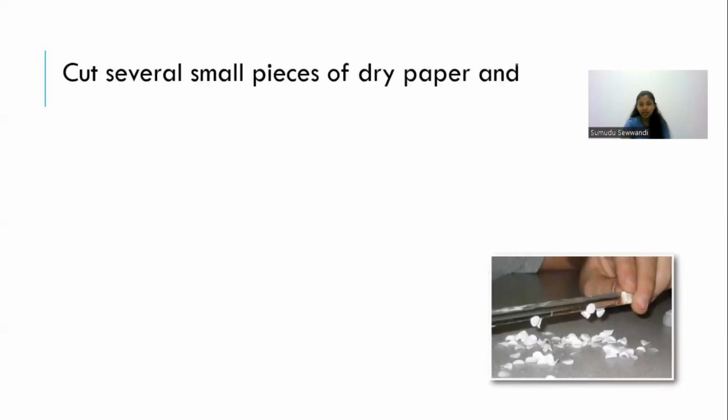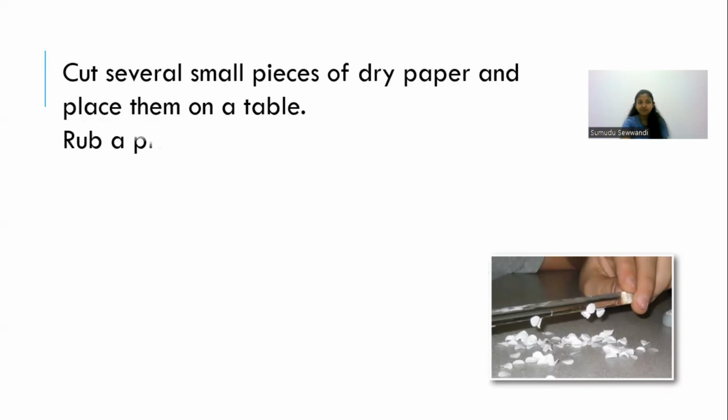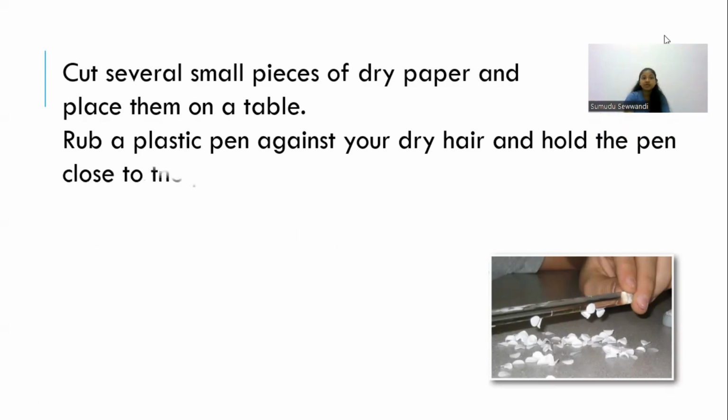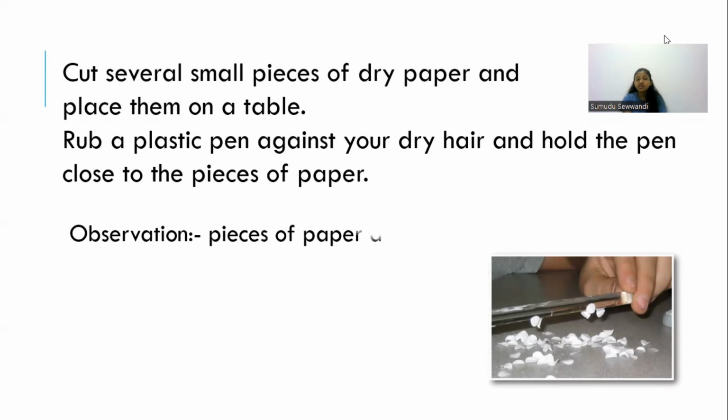This is a practical we can do. Cut several small pieces of dry paper and place them on a table. Rub a plastic pen against your dry hand. Hold it on the pen, close to the pieces of paper. Then the observation is that pieces of paper are attracted to the pen.